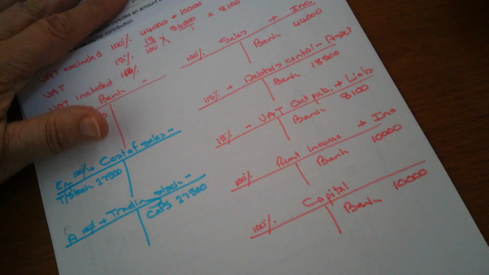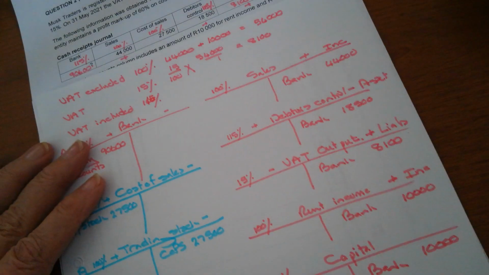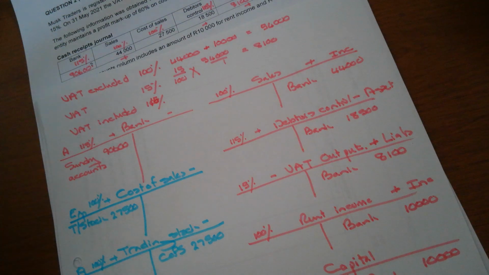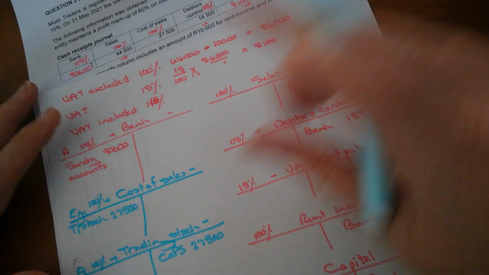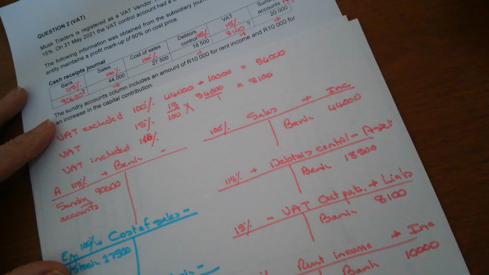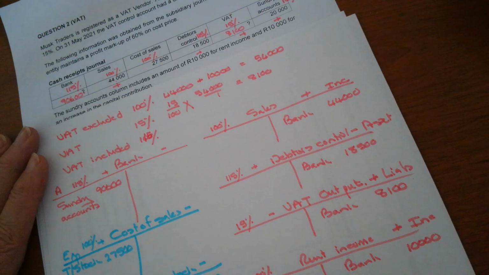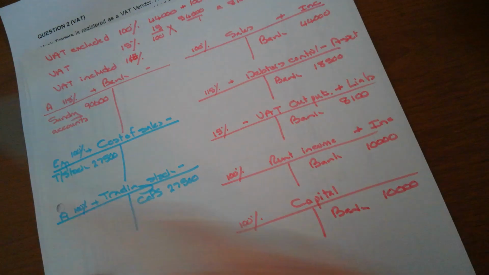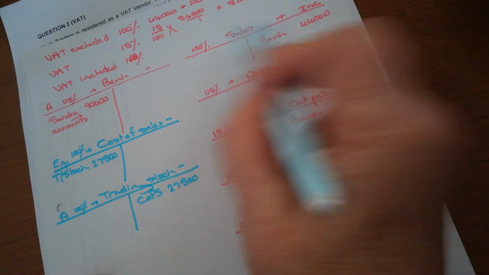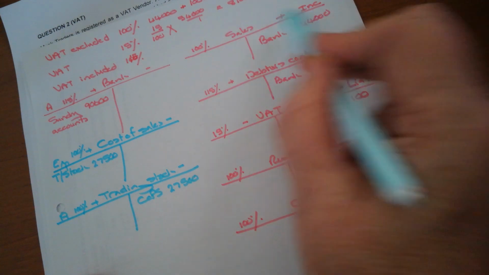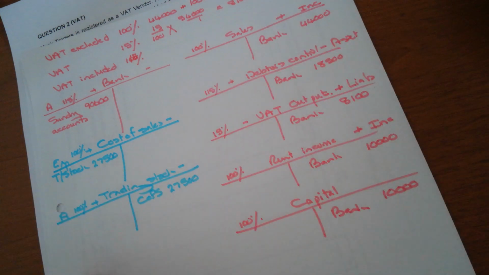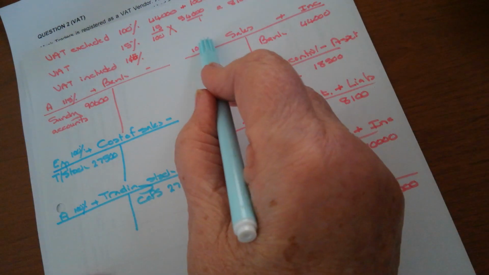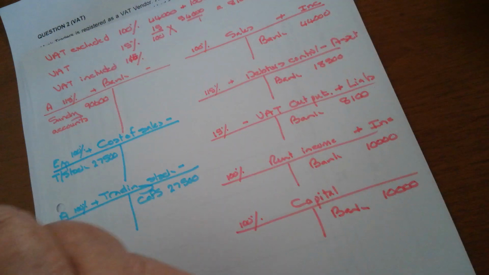Now, what's very important here is that you must know that the bank, debtors control and creditors control are 115% accounts. So, for instance, if they only asked you to do the general ledger, and you looked at the total amount of sales, then you would say that figure is a 100% account. If I want to calculate the VAT on it, it will be 15, the one that I want, over the 100 that I know, times the 44,000.